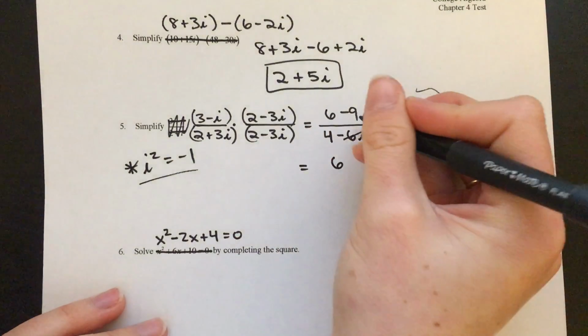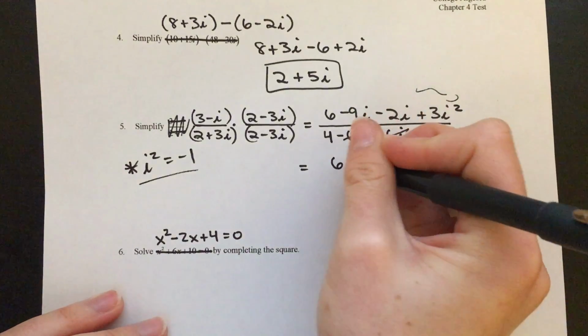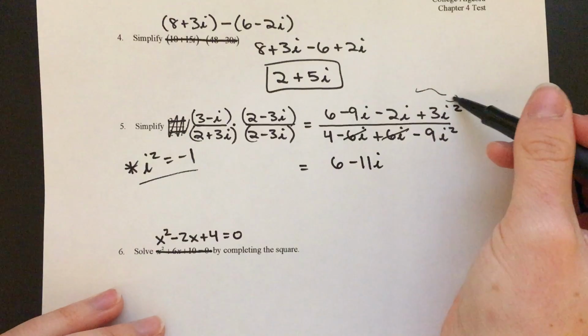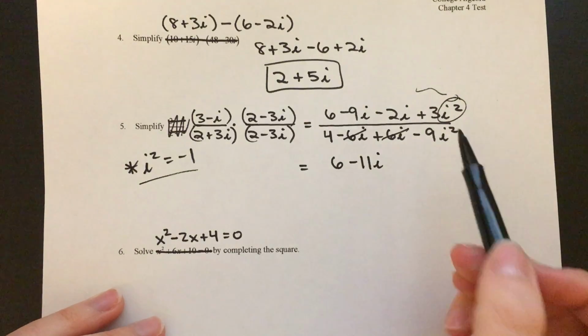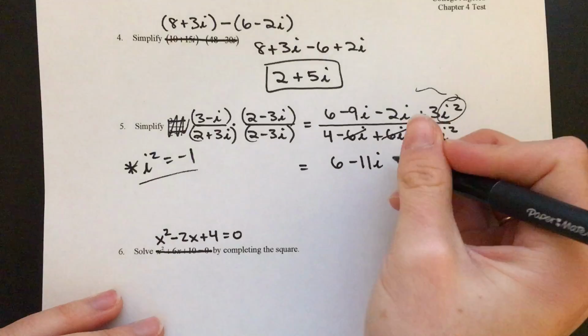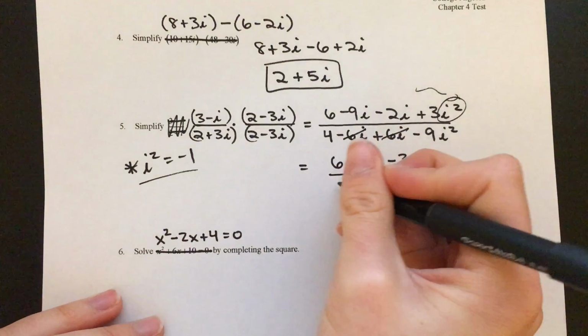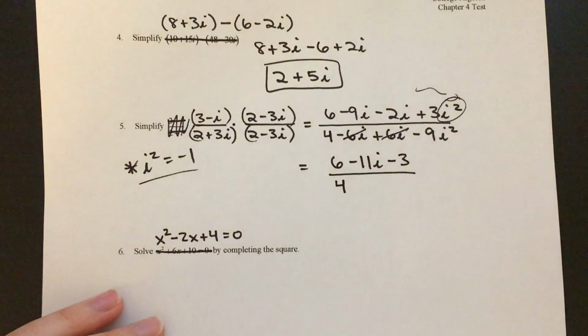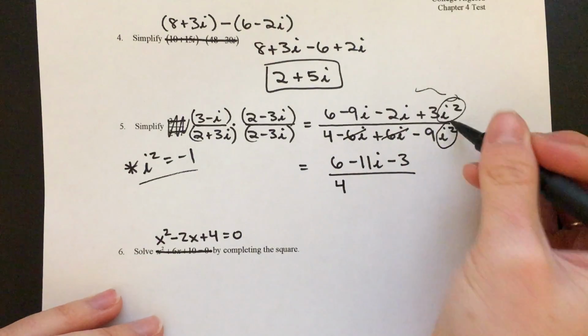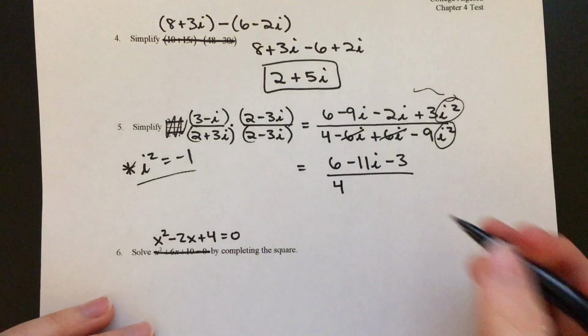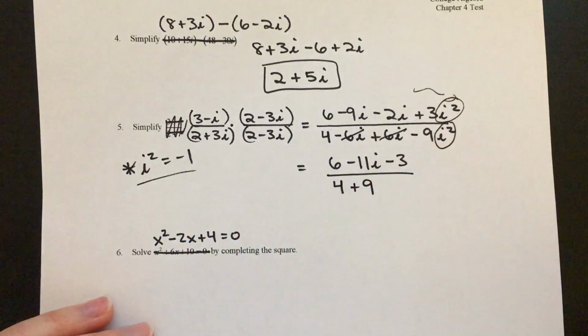So we've got 6, and then the negative 9i and negative 2i condense to a negative 11i. And then this i squared is going to be replaced with a negative 1. So we have 3 times negative 1, which would be negative 3. And then in the denominator, we have 4. Our inside terms canceled each other out. And then again, this i squared I'm going to replace with a negative 1. So I have negative 9 times negative 1, which would be positive 9.